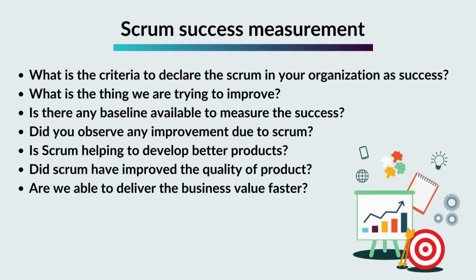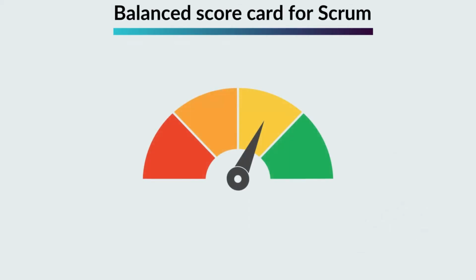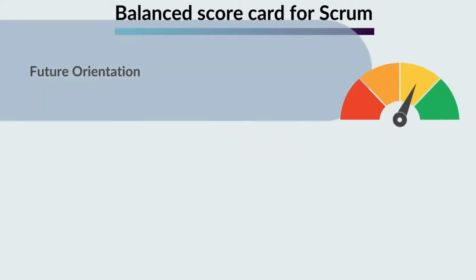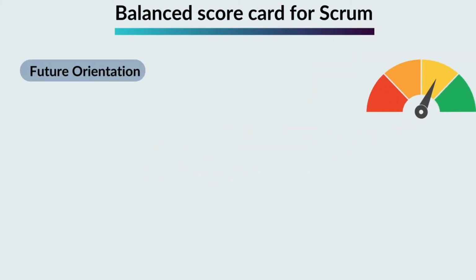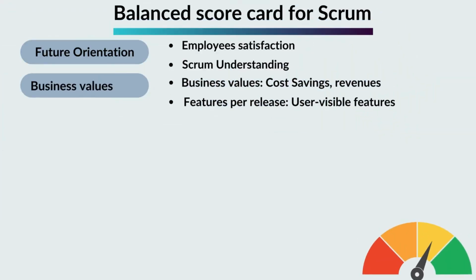Balanced scorecard for Scrum. The balanced scorecard provides a holistic set of measures to assess the success of Scrum. The metrics of the scorecard include: future orientation, which ensures the sustainability of the Scrum process and the ability to constantly get better; employees' satisfaction; Scrum understanding; and business values, meaning cost savings and revenues.